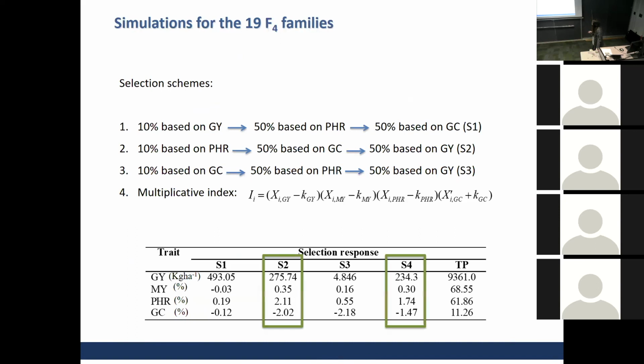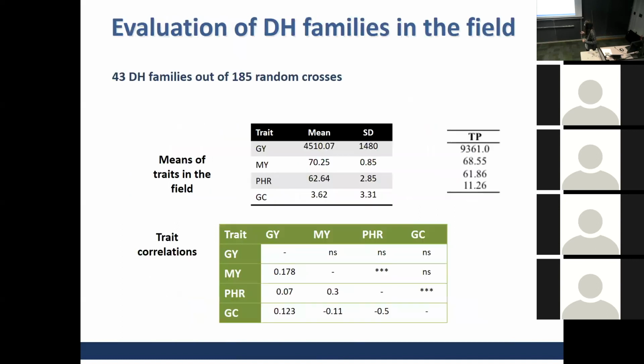For selection scheme 1, we had the highest response to selection for grain yield, but the response to selection for the other milling quality traits was very low. On the other hand, using selection scheme 2, we had a lower response for yield, but a higher response for milling quality traits. And the second best scheme was the multiplicative index. So this could be something to keep in mind in the future when we want to use these types of indices to breed for these traits simultaneously.